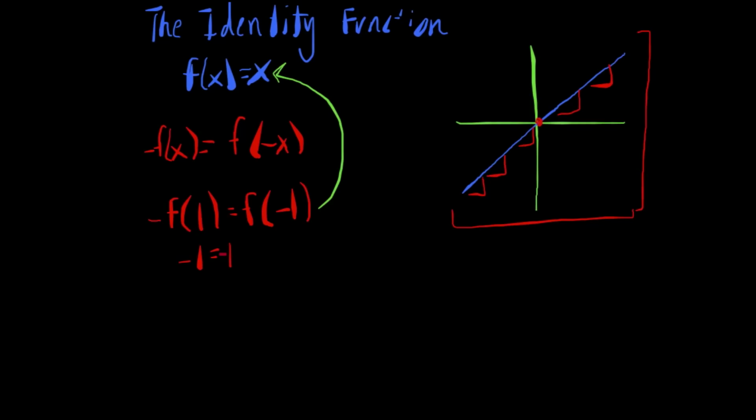The end behavior is as x approaches positive infinity, the limit is positive infinity. As x approaches negative infinity, it is negative infinity. That is the identity function. The next function we'll be looking at is a squaring function.